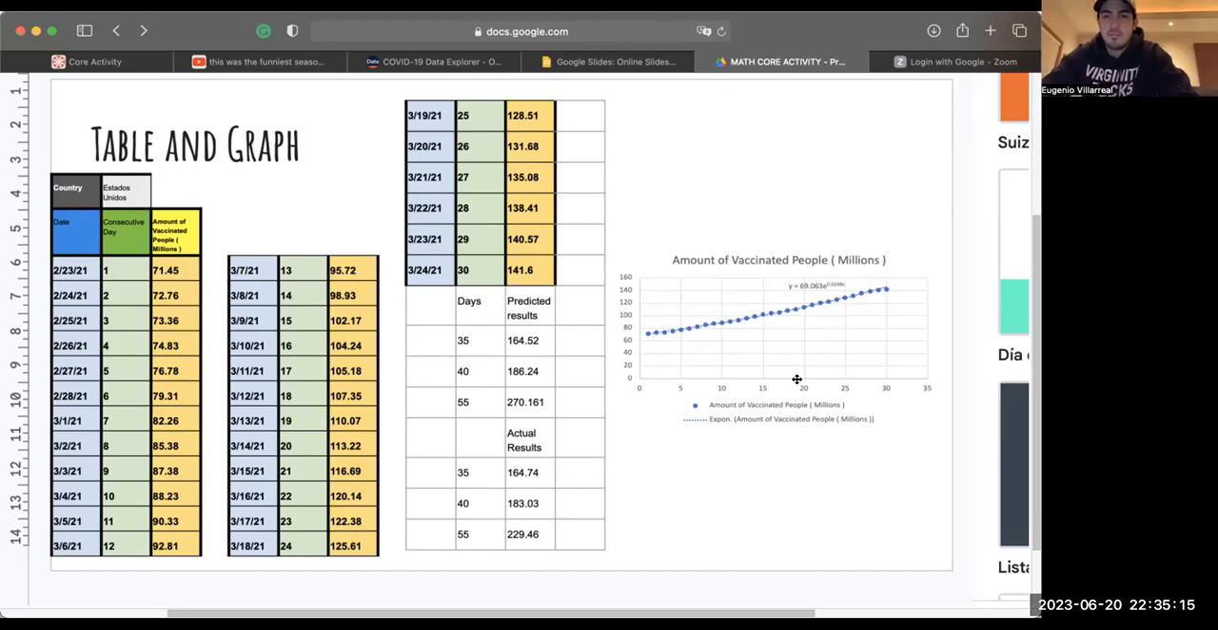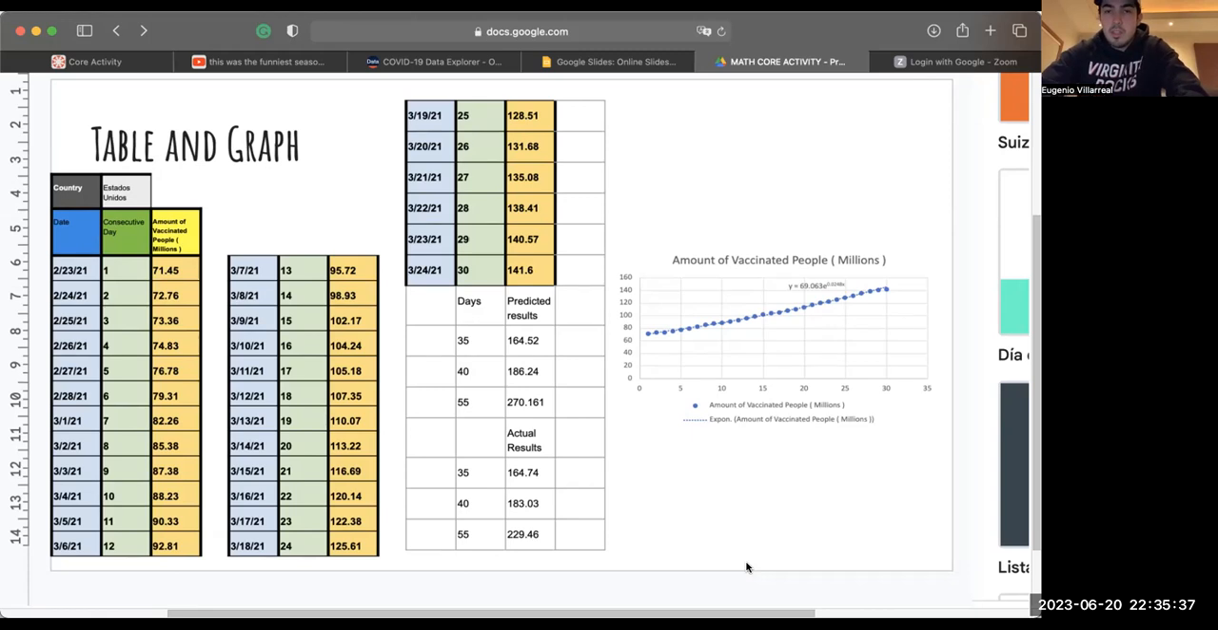Today we're going to be presenting the data we gathered over 30 days of COVID vaccination rates. First of all, we need to start by saying that every amount of vaccinated people is in millions. So it's 71 million people that were vaccinated, for example.